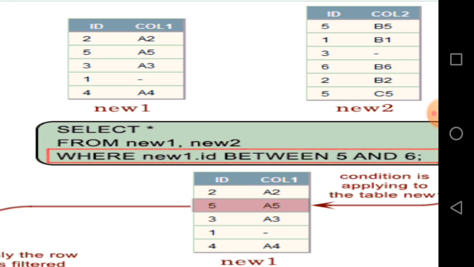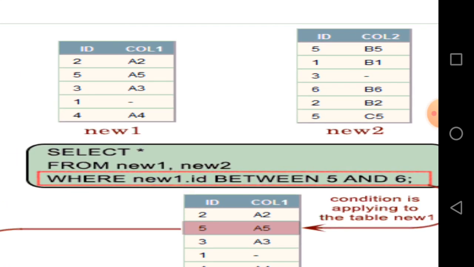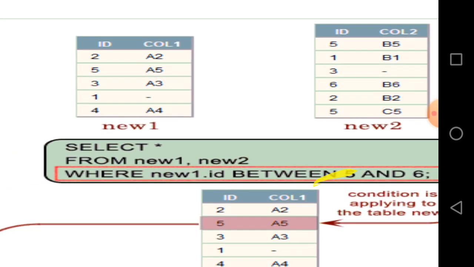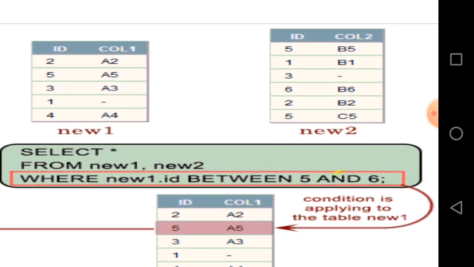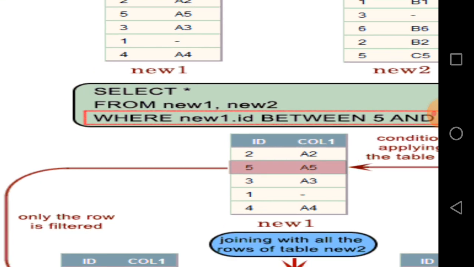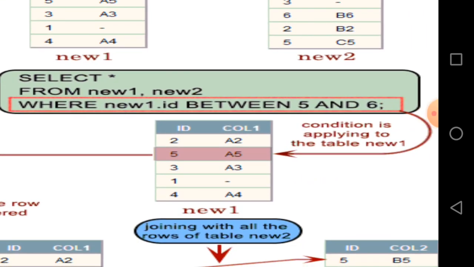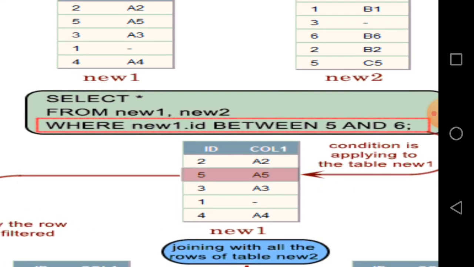So this is table 1, and table 1 contains id and column name as two attributes, and table 2 contains id and column name 2 as two attributes. Table 1 is named new 1, and table 2 is named new 2. So when we write select asterisk from new 1 comma new 2, and the condition is new 1 dot id between 5 and 6. So here we write between 5 and 6.